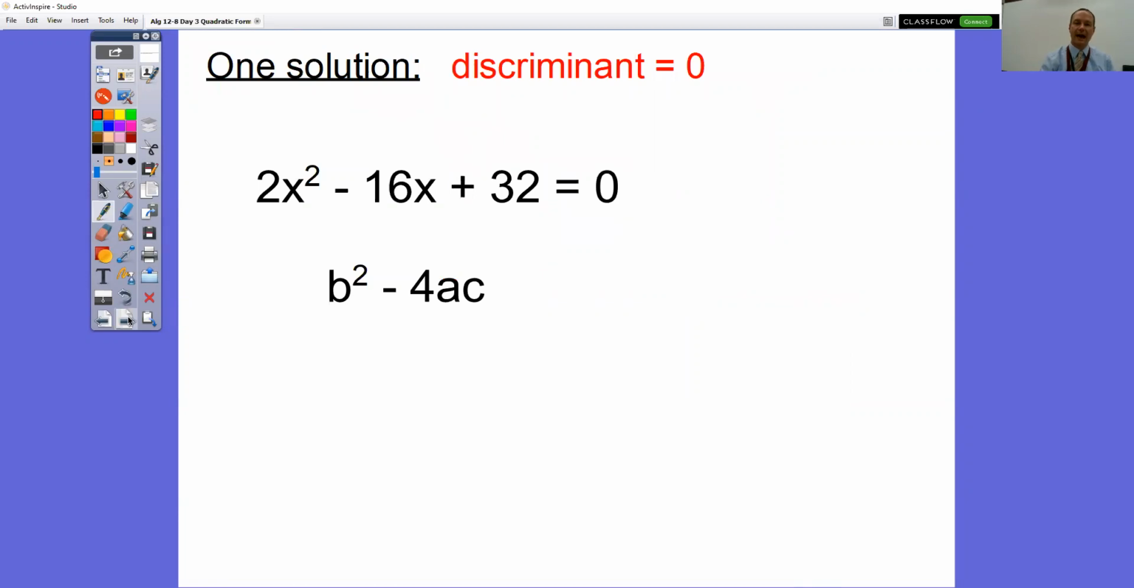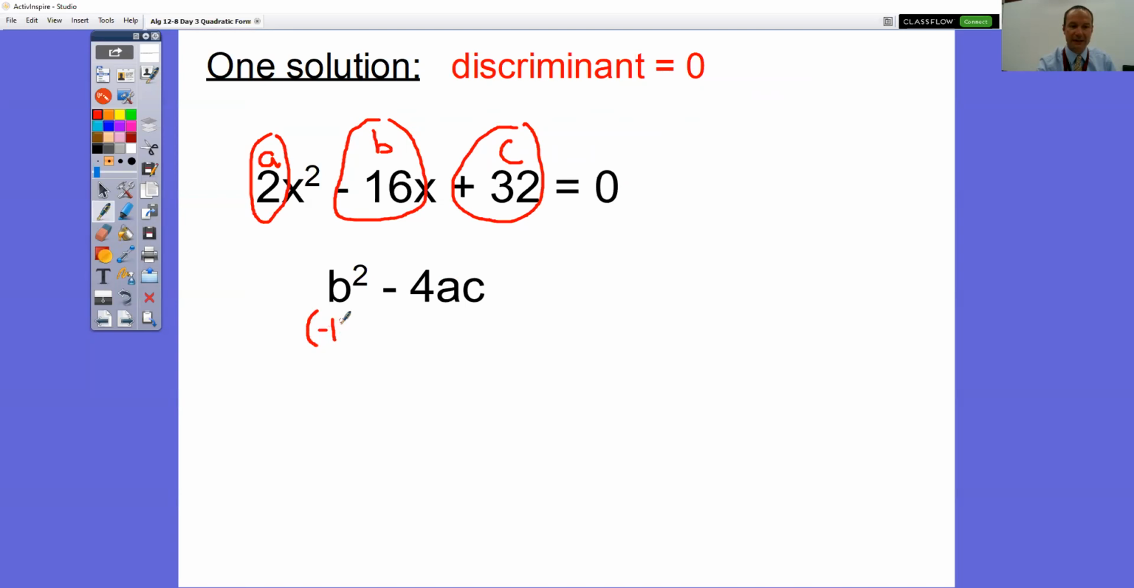Let's do one that has 1 solution. Our A value is going to be 2. Our B value is going to be negative 16. Our C value is going to be 32. Notice again that my equation was set equal to 0 already. If it's not, you have to rearrange it. So we have negative 16 inside parentheses squared minus 4 times A times C.